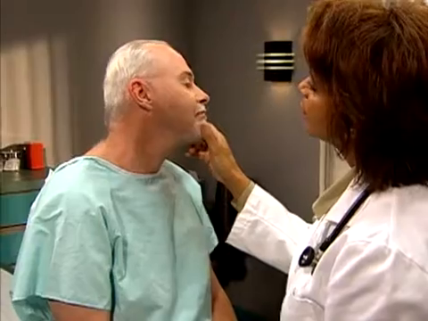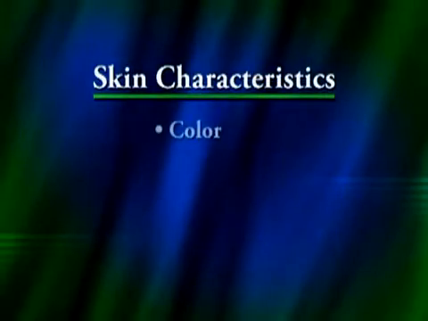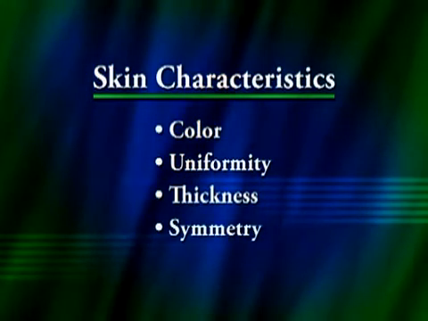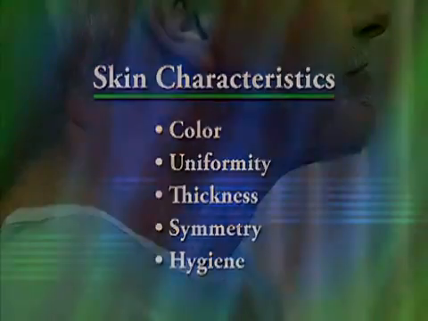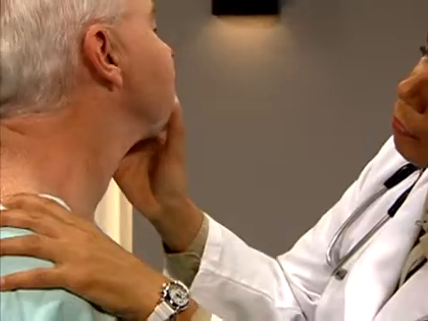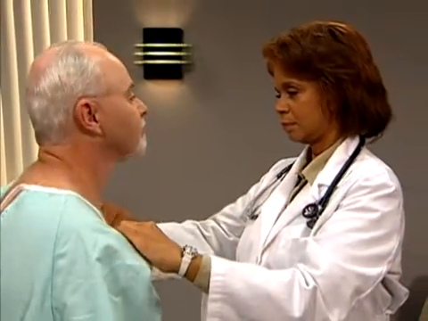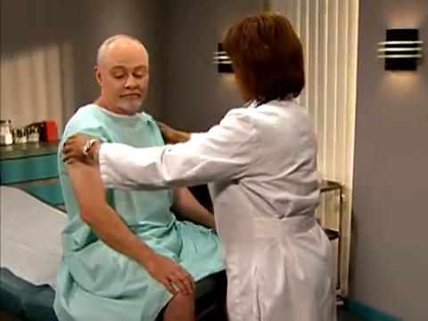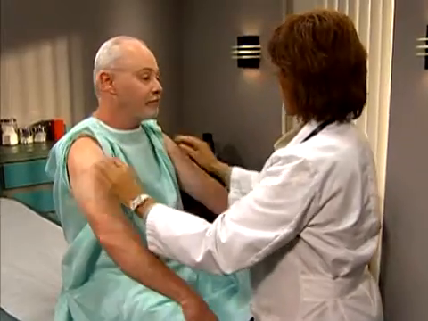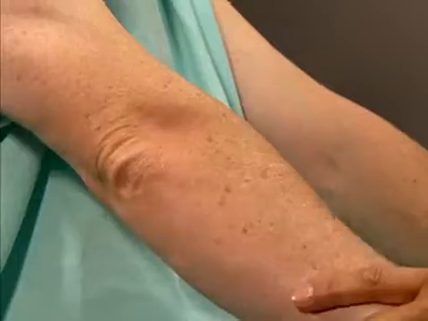In each part of the body, notice the characteristics of the skin, including its color, uniformity, thickness, symmetry, and general hygiene. Skin color ranges from light tan to dark brown, with pink or yellow overtones. It should have an overall uniformity. Although you may see sun-darkened areas or darker skin at the elbows and knees, there should be no localized areas of discoloration.